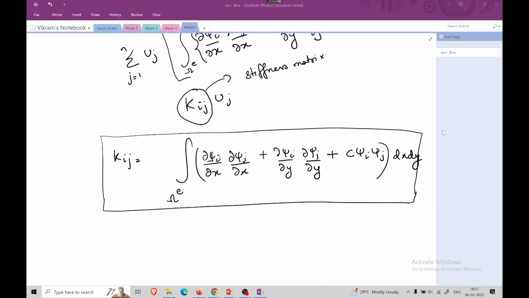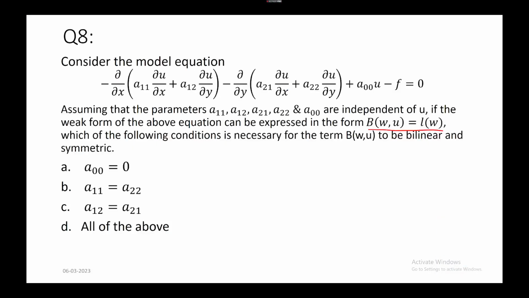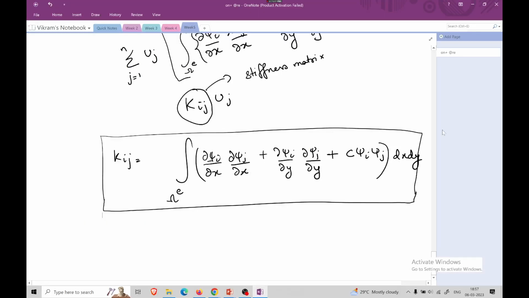In the previous problem itself we are getting bilinear and symmetric. Yes sir, correct. We got the bilinear and symmetric. But do you think all should be satisfied, or only one of them? So in our case we saw that it was all of the above. Here we saw that all the above equations.